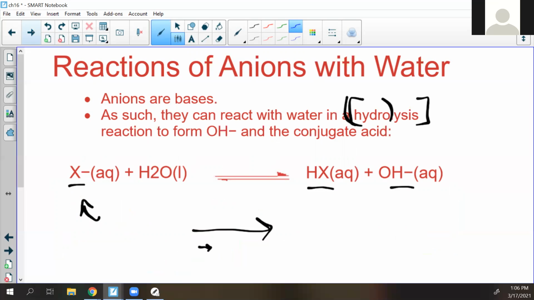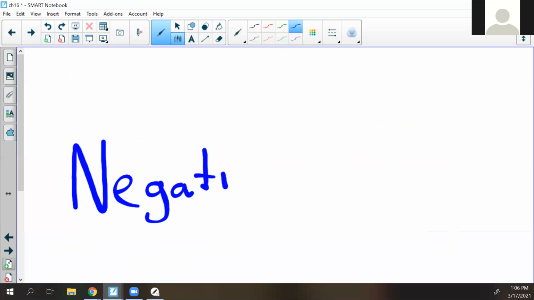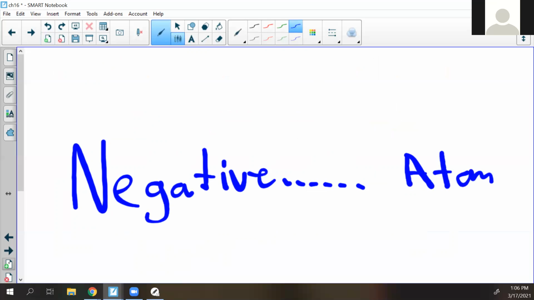Reactions of anions with water. We've talked about this a tiny bit, but here we go. Anions are bases. What is an anion? It's a negative atom. Negatively charged, technically. It's a negative thing.